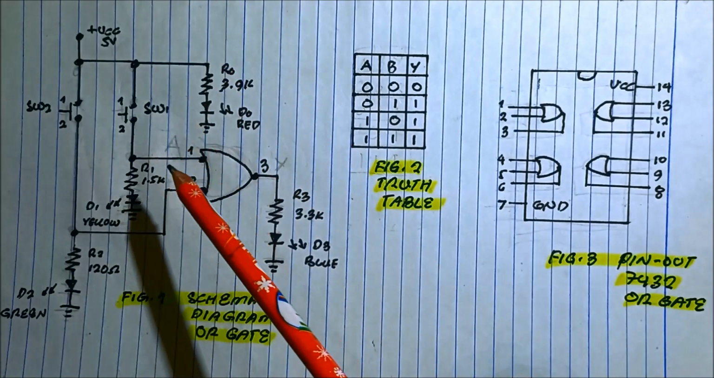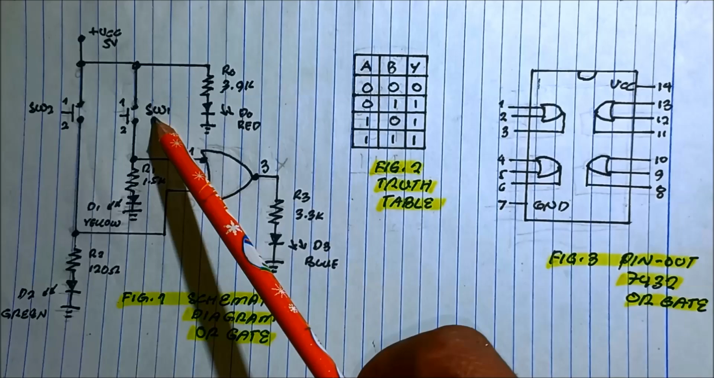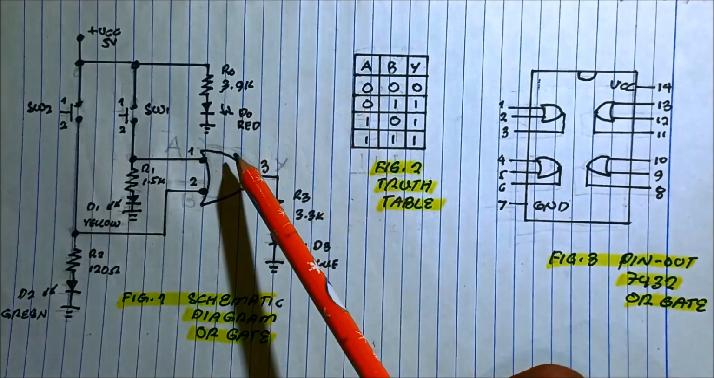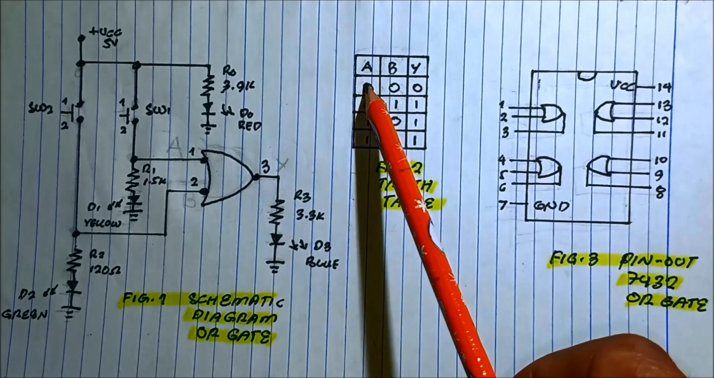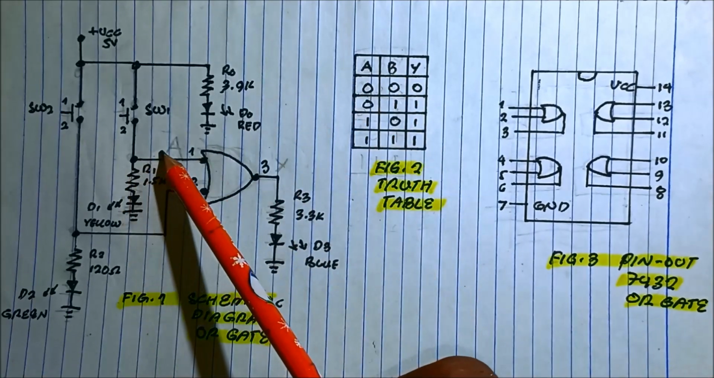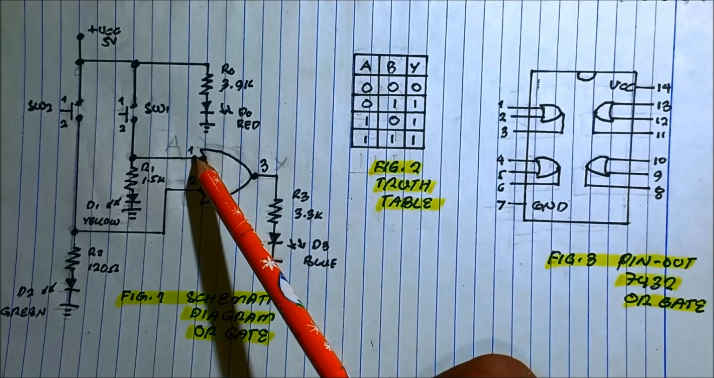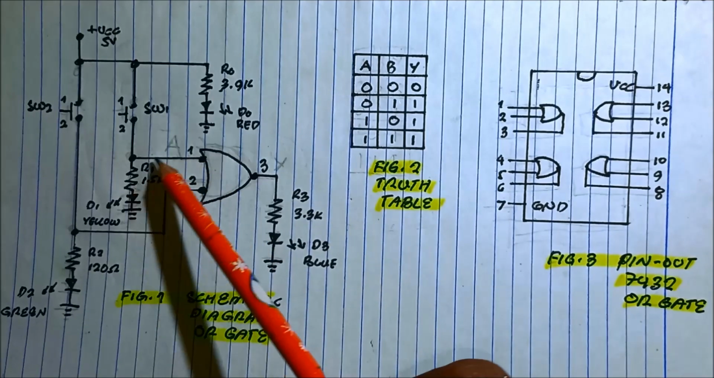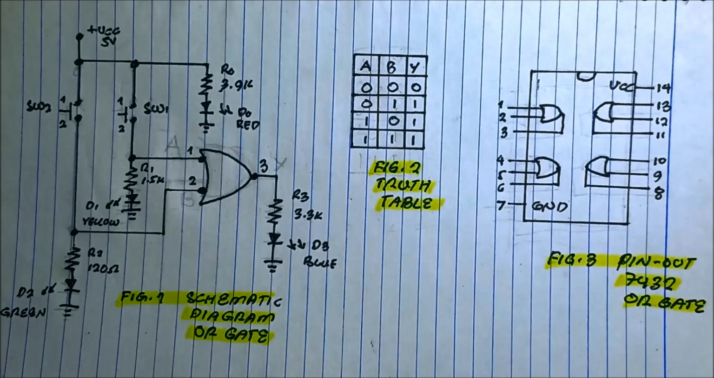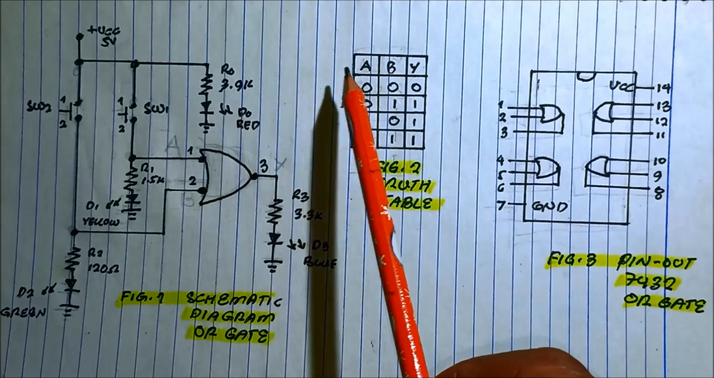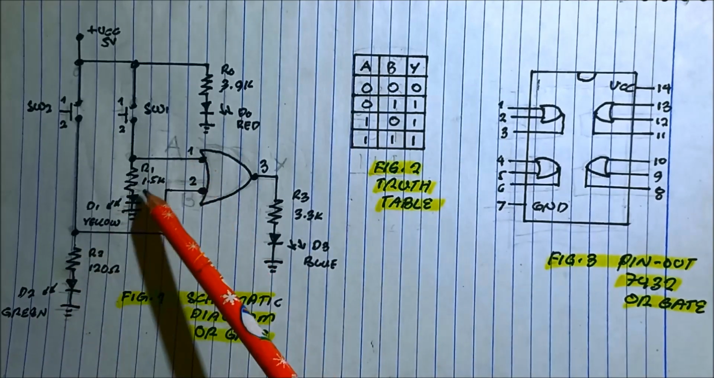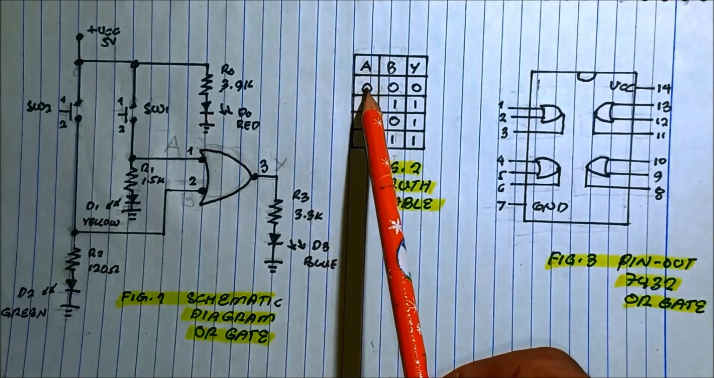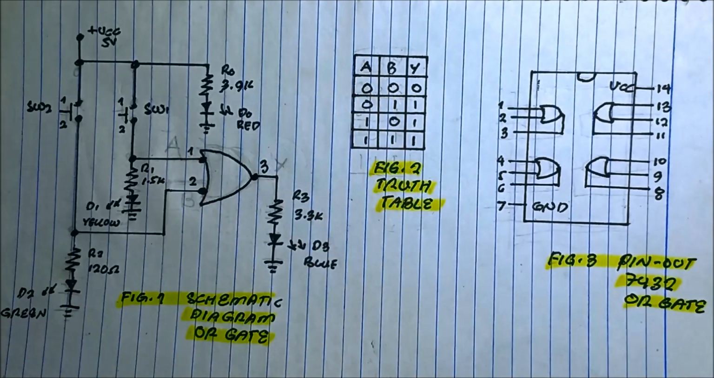When we did not press switch 1 and switch 2, we are representing that switch 1, which is A, is 0 and B is 0. So the input terminal of the OR gate is connected to the ground. Switch 2, which is B, is connected to the ground via these two LEDs. So they are both 0.